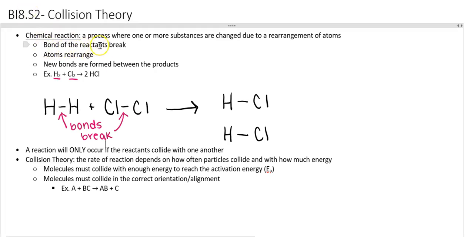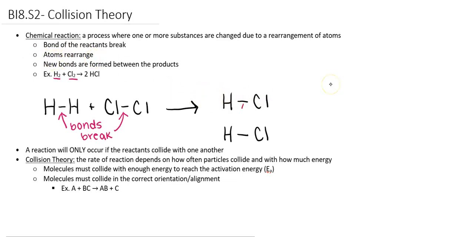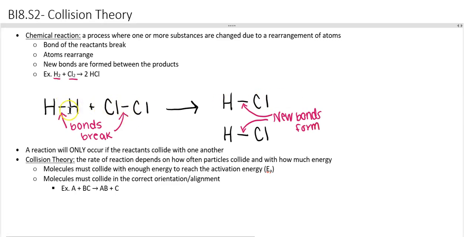Next, after the bonds of the reactants break, the atoms have to rearrange. So if I want to make HCl, this hydrogen needs to rearrange to get next to this chlorine. So the second thing that happens is that atoms rearrange. Once the atoms rearrange, we now need to form new bonds. So during a chemical reaction, the bonds between our reactants break, then our atoms rearrange. Once our atoms are rearranged, we're going to form new bonds between the products.